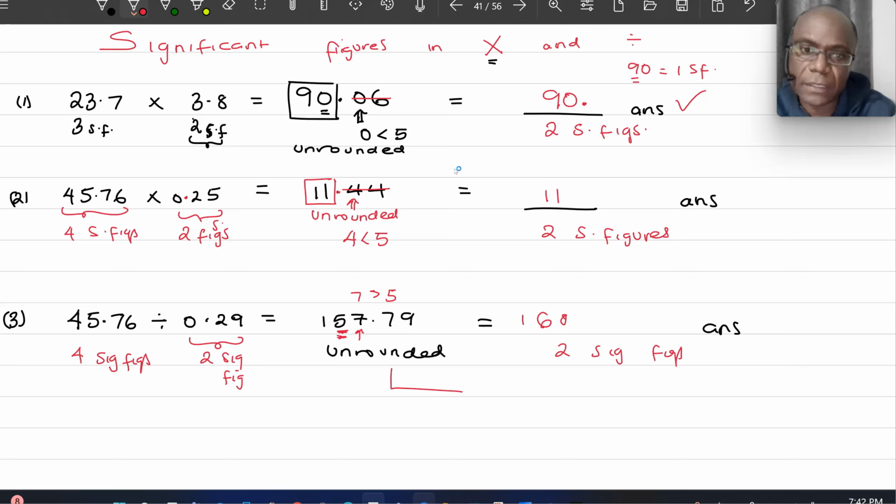Now the other way someone can report this is in scientific notation. Okay, and that will be 1.6 times 10 to the power 2. So assume the decimals here. If you go to the left 2 places, it's gonna be 10 to the power plus 2. If we are going to the right, it will be minus. So this assures you that you have again the 2 significant figures.